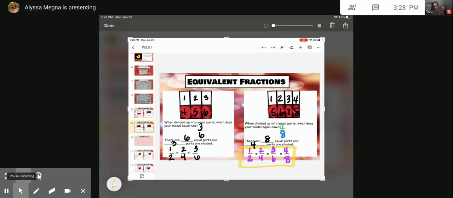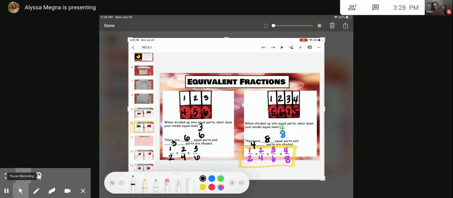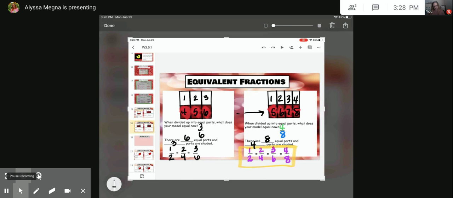Every single picture that we looked at had the bottom half shaded in. That is showing 1/2. It doesn't matter if it has 6 pieces or 8 pieces. If half of the pieces are shaded in, that fraction will be equivalent to 1/2.